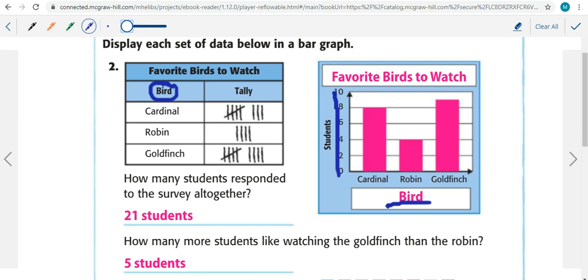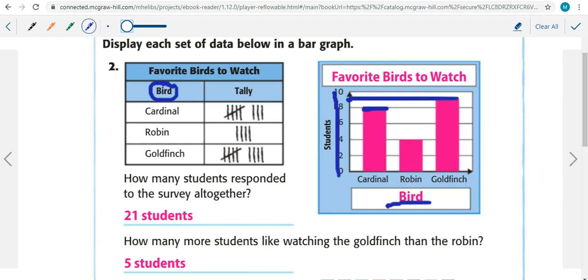Now cardinal has 8, so you're going to draw the graph until 8. Robin has 4, so you draw it until 4. And goldfinch has 9, so as you can see, the graph goes in between 8 and 10.